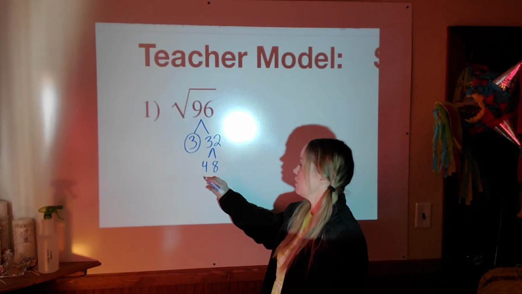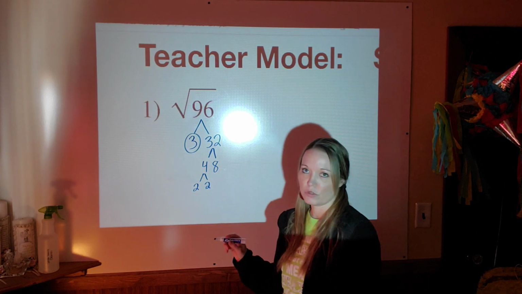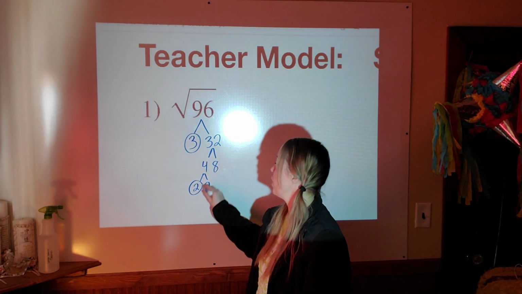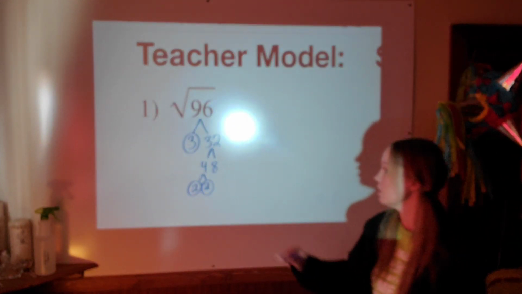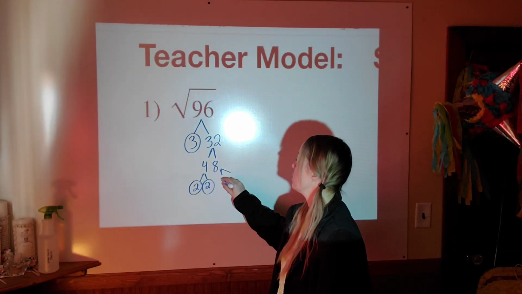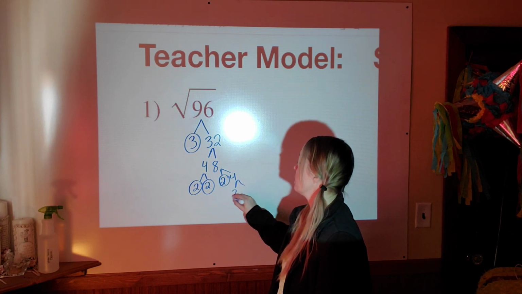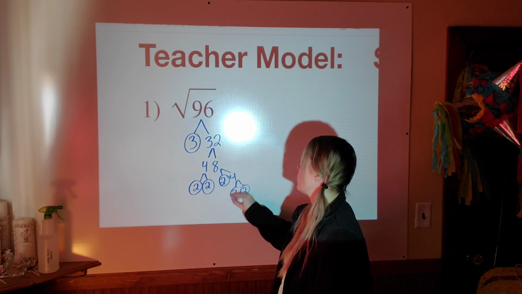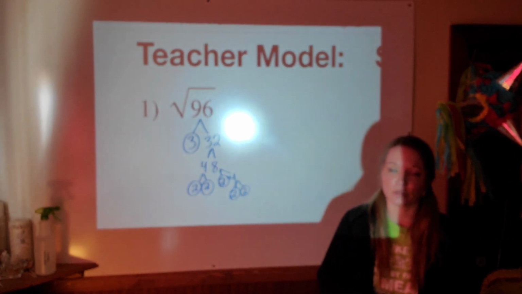4, you can continue on. So that would be 2 and a 2. But the number 2 is prime. 1 times 2 is the only thing that you can do to get it. So we're going to circle those. 8 is 2 times 4. Circle the 2. But 4 is 2 times 2. So we've gotten down to where all of the numbers have been broken down to prime numbers.